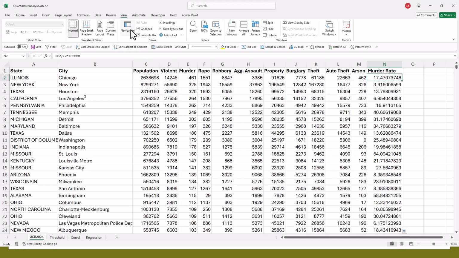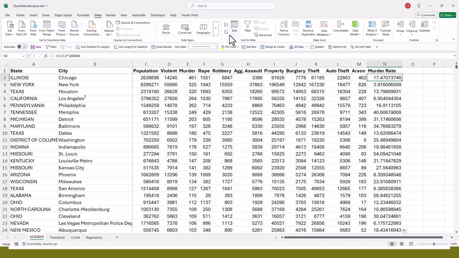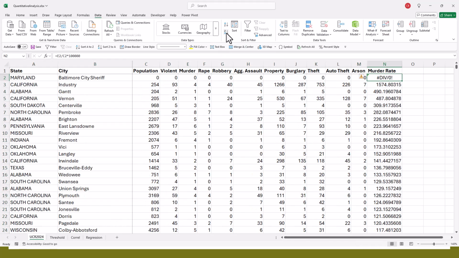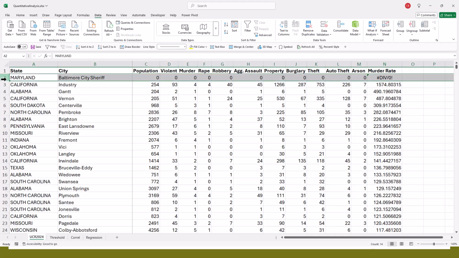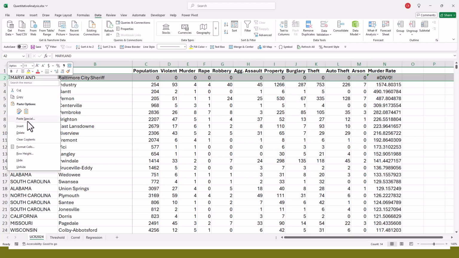Now if we sort in descending order, what city in the country had the highest murder rate? Well, Baltimore City Sheriff shows up number 1, but it's not because of that. It's just there's an error in the formula since it reported no data. It always reports no data every single year. I don't know why they're ever there. I'm just going to delete them.